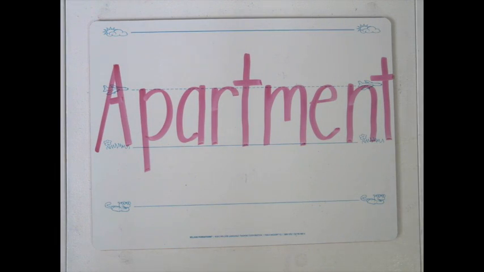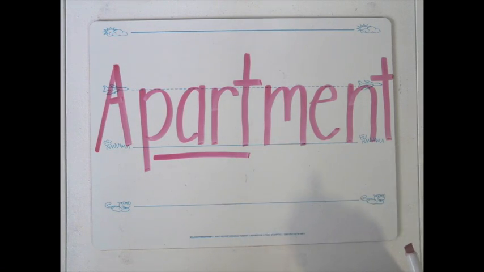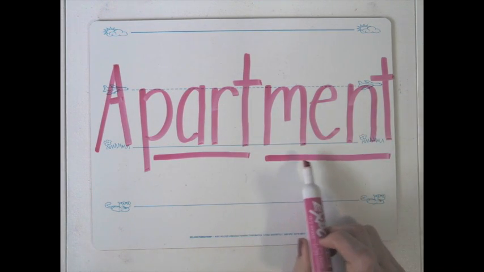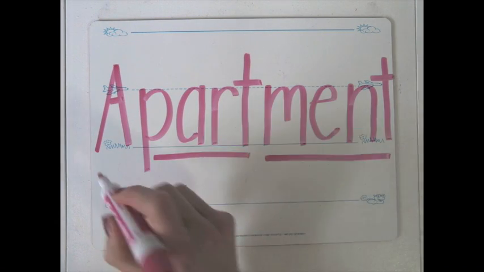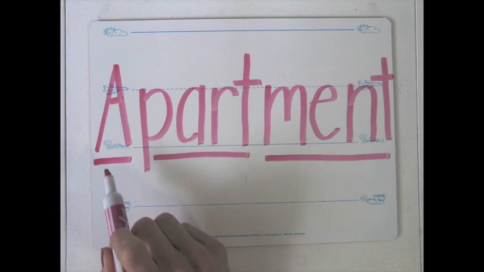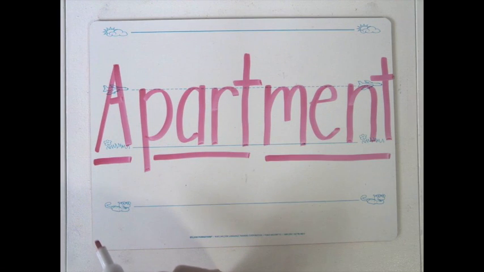When I look at this word, the first chunk that stands out to me is part. I know the word part because it's a sight word. The next chunk I see is meant. Meant is a smaller word in the whole word. The word starts with the letter A. I know the letter A can make two different sounds. Let's try it both ways.